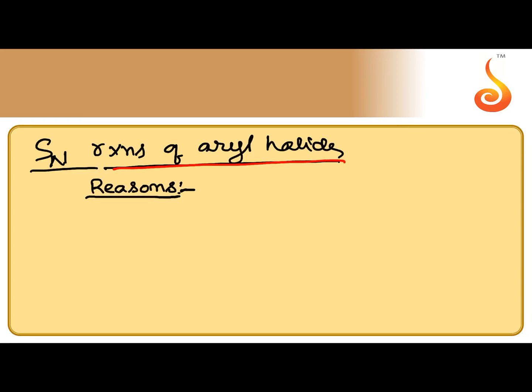Next, SN reactions given by aryl halides. Aryl halides do not undergo SN reactions as easily as alkyl halides. There are four reasons we can give, but at least three reasons you have to remember. Among the reasons, the first one: because of the conjugation between the lone pair of the chlorine and the pi bond of the benzene ring, partial double bond character is present between the benzene ring and the halogen atom. That's why breaking of the bond becomes difficult.